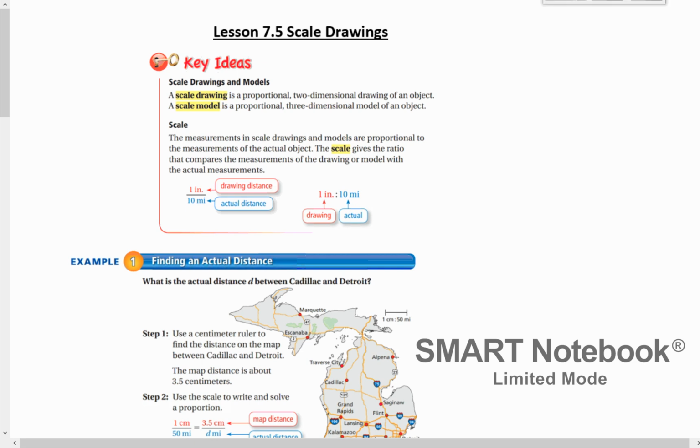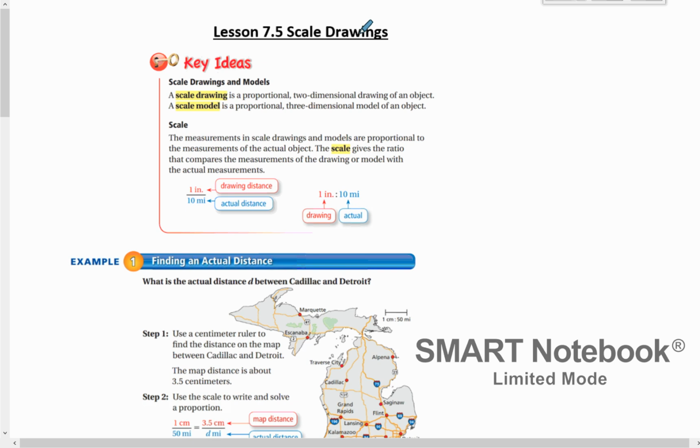Today you guys are going to learn, it's going to say lesson 7.5. It's not. It's because I just used this with my 7th graders last year when I taught this. So this is actually not in our chapter that we're learning, but it fits right in with proportions. So we're going to be learning it now anyways.